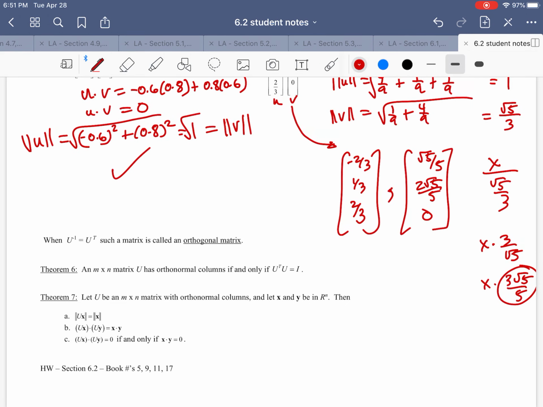All right. And then down here are just some extra little things to read through right there. And then you've got these 4 problems to do in the book.